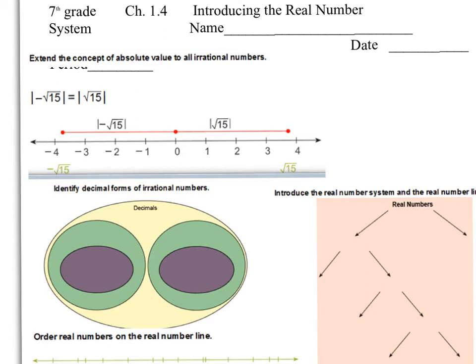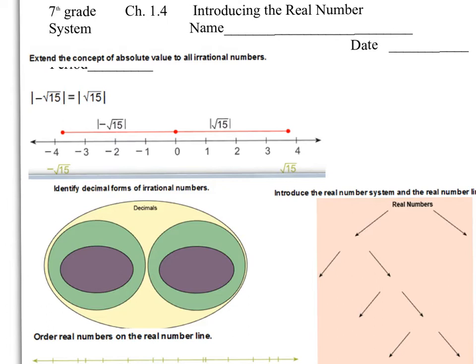Okay, we're going to start 1.4, introducing the real number system. And what they're talking about up here at the top when it says extend the concept of absolute value to all irrational numbers. If we have the absolute value of the negative square root of 15, that is going to be equal to the absolute value of the square root of 15. Because as you recall from last week, absolute value is the distance a number is from 0, and it's always a positive number.